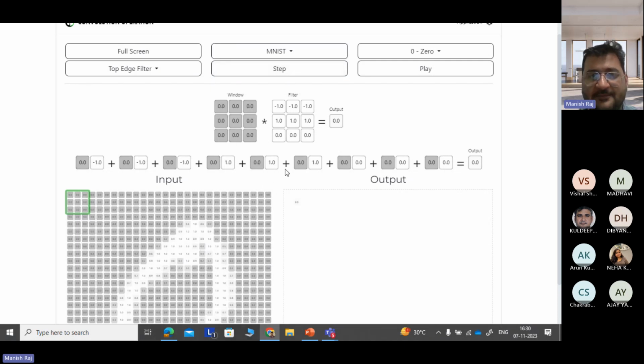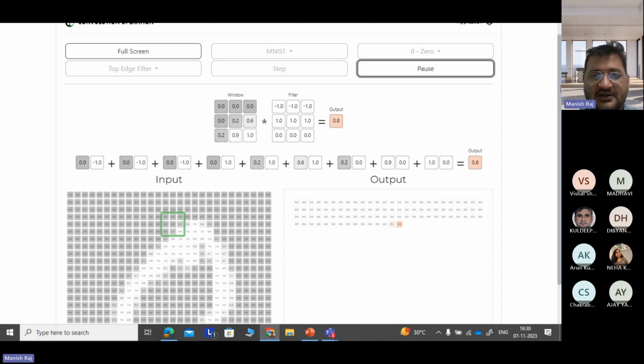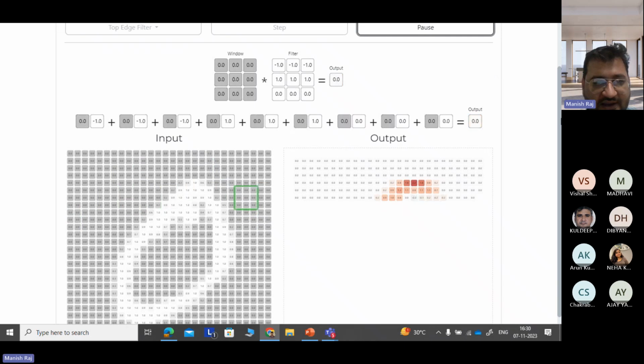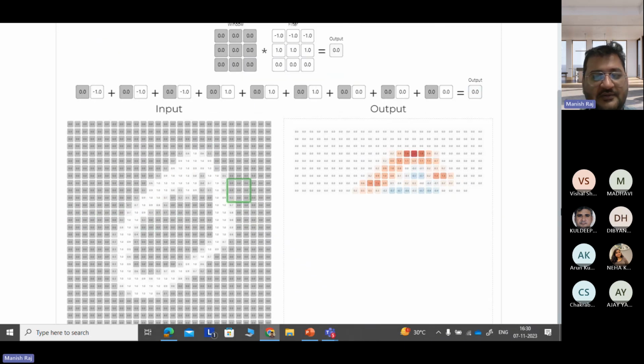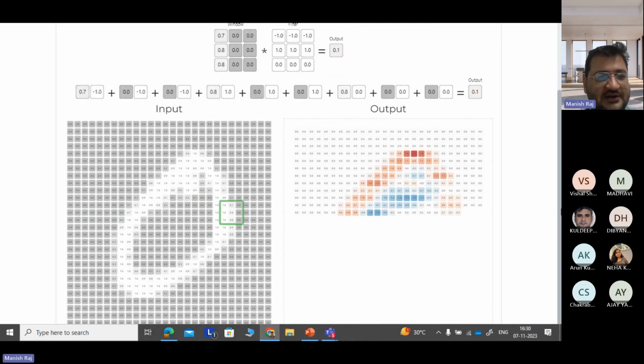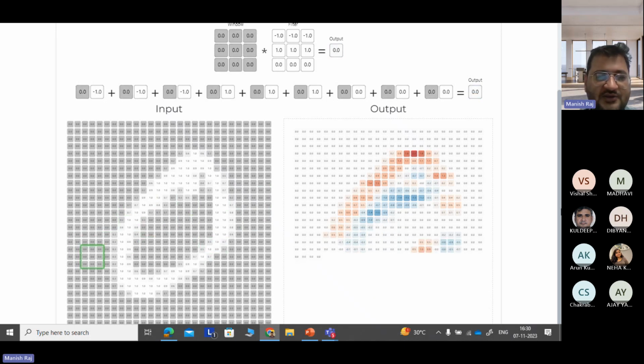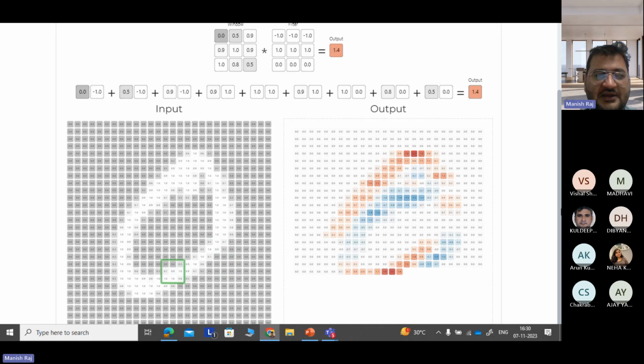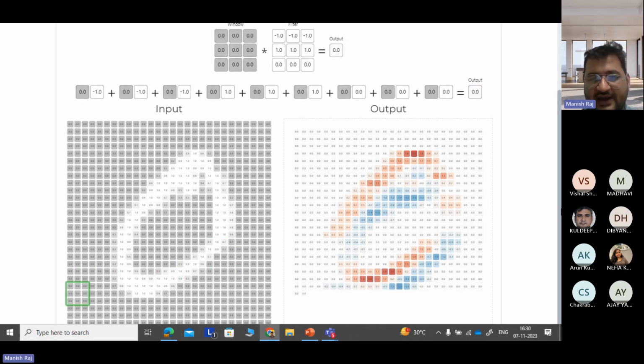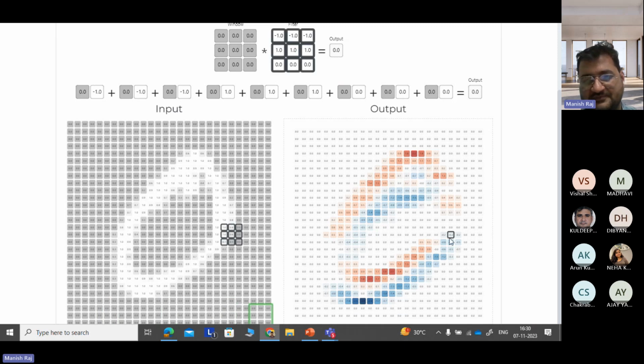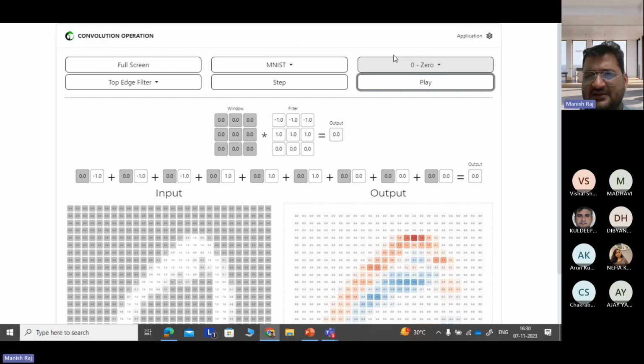So what is happening when you play this? This is the 3 by 3 again. When we are running on this data, this is the 28 by 28 structure, and you are taking the filter 3 by 3. So again and again that is happening, and you are putting this data and you will get this type of structure. Okay, so you can change and play with this.